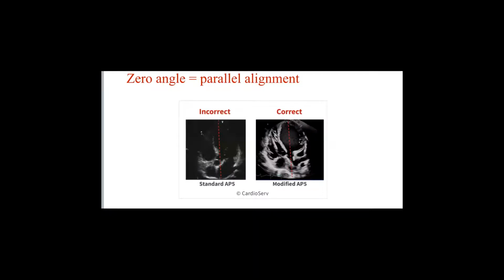If I'm not at parallel alignment, am I going to underestimate the gradient or overestimate the gradient? Underestimate the gradient. Exactly, underestimate. And this underestimation goes from 0 to 90. At 90, you are not only going to underestimate, you are probably going to get no signal whatsoever. But going from 0 to 90, there is a successive, gradual underestimation.